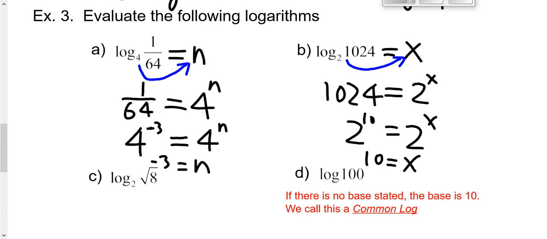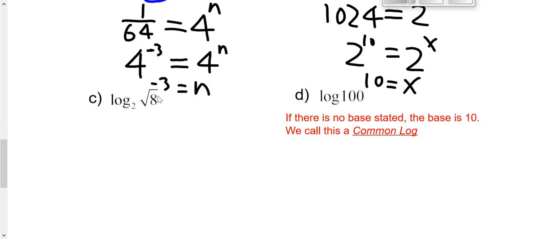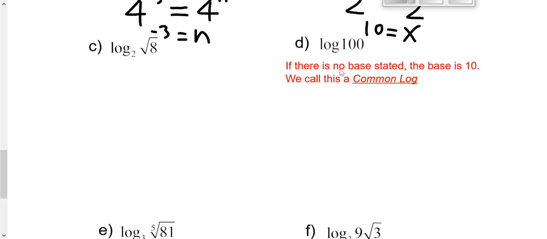Okay, so I'm going to skip C. You can look at the answers that I posted on D12, the PDF file, not the video lessons. So I want to do D here. I verbally mentioned this at the beginning of the class today. So have a look. If there's no base stated, the base is 10. We call this a common log.